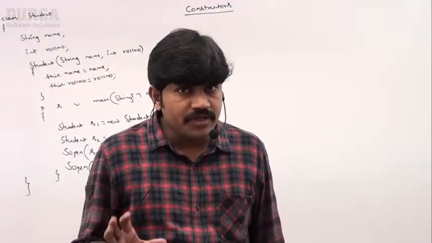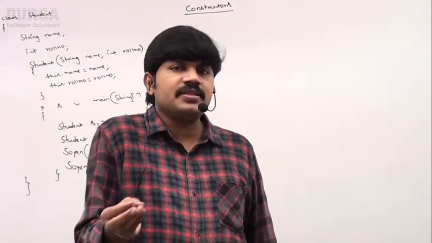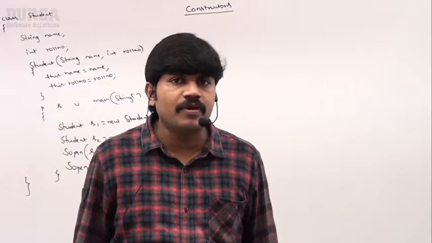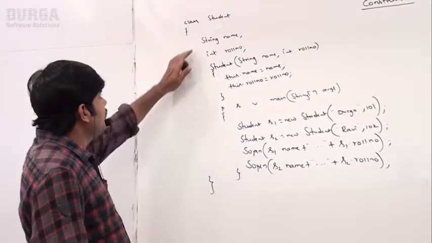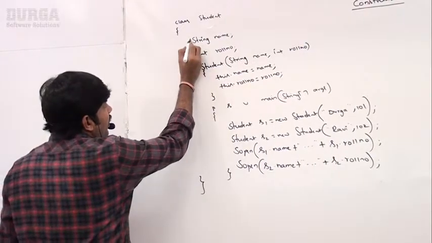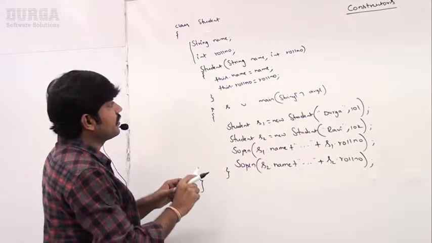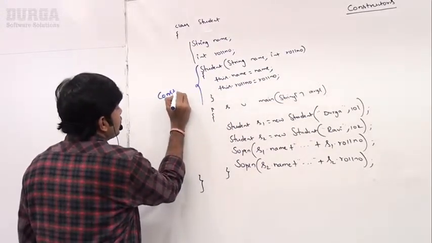Sir, now it is very clear what the purpose of a constructor is. Next, let me complete the previous program into executable form so that you can get more clarity. Here, observe: class Student, with String name and roll number. These two are instance variables, right? And what is this part, sir? This is the constructor.